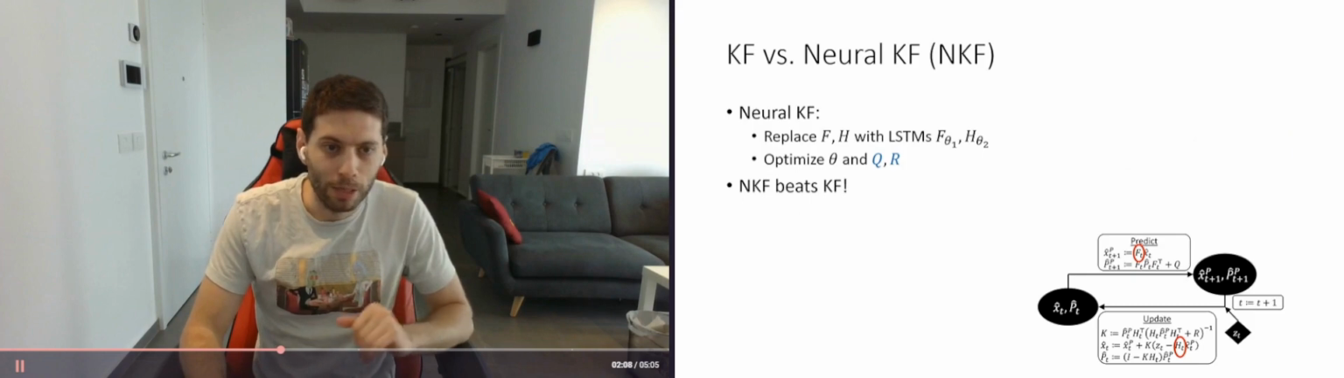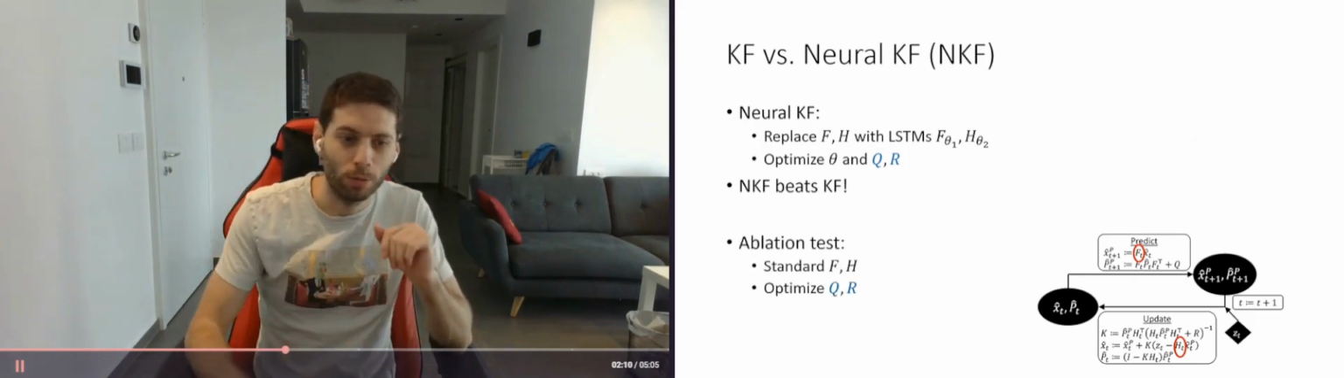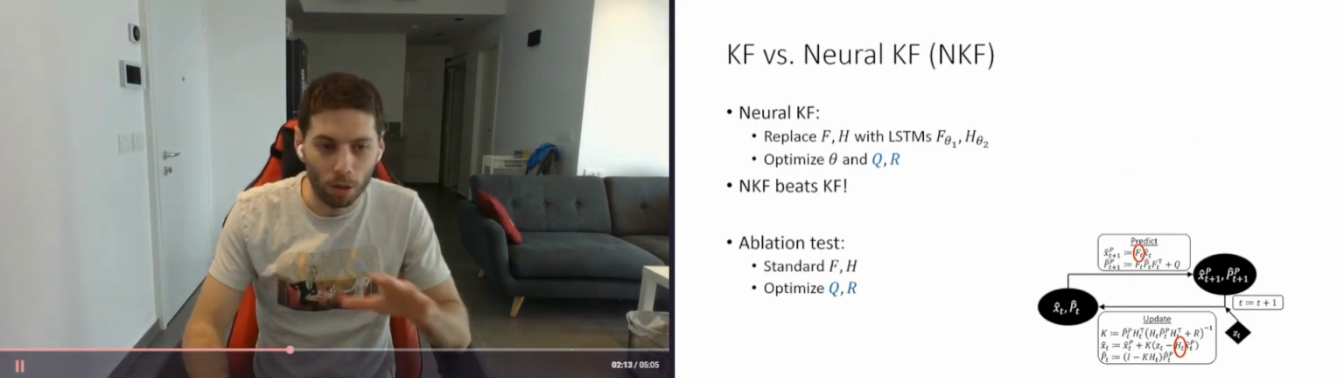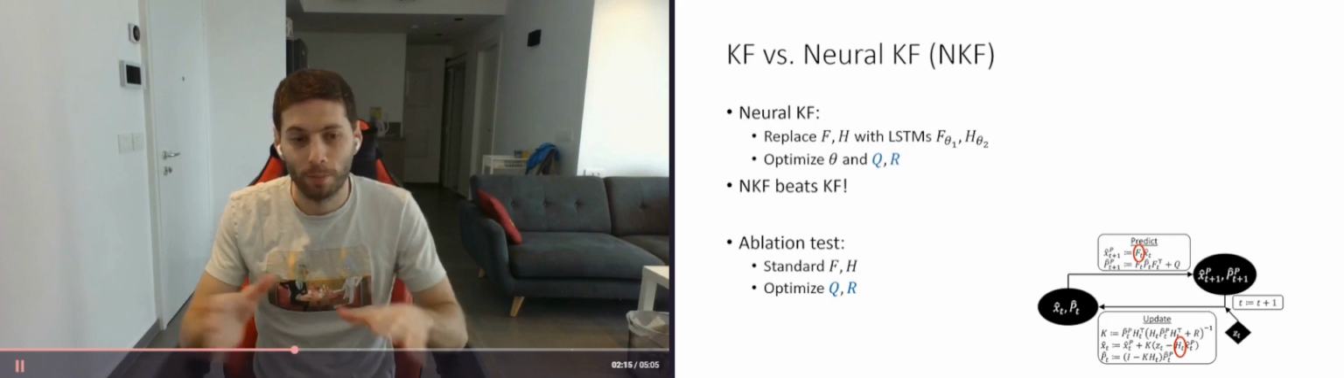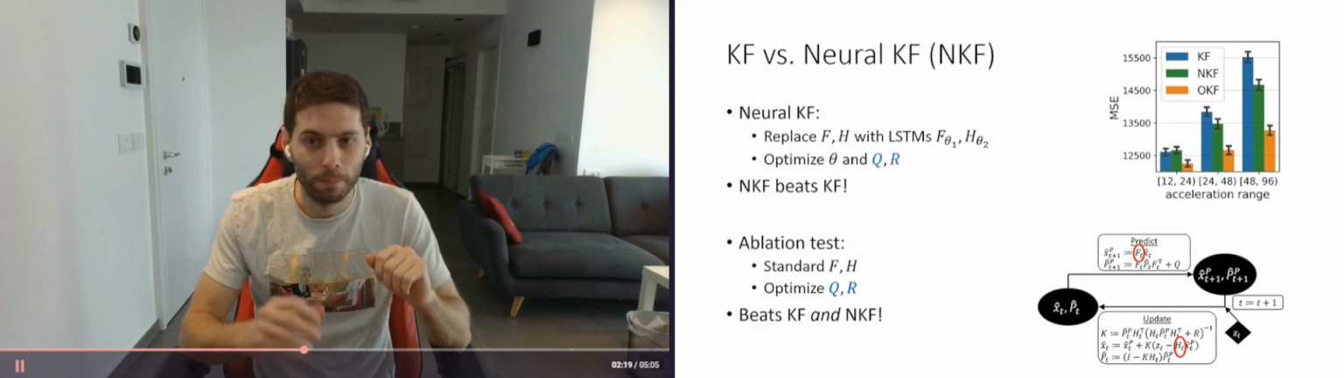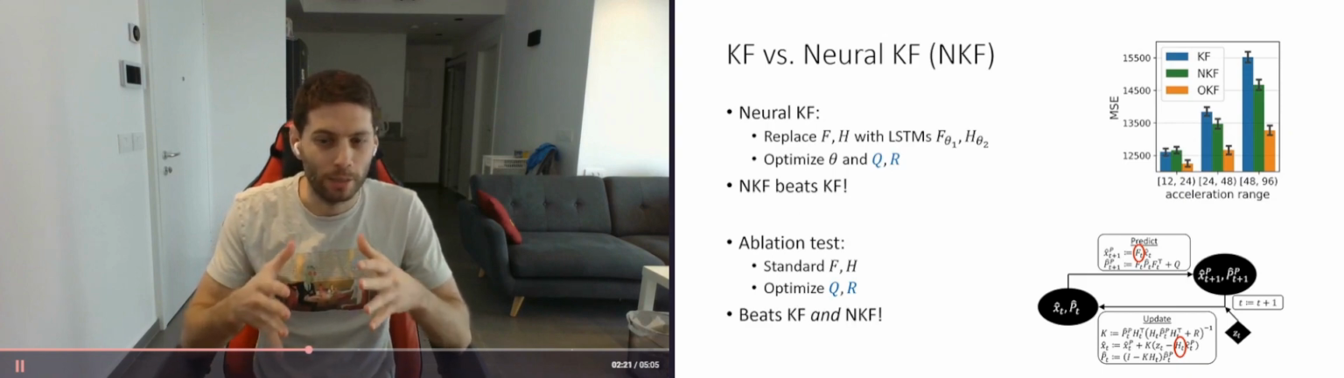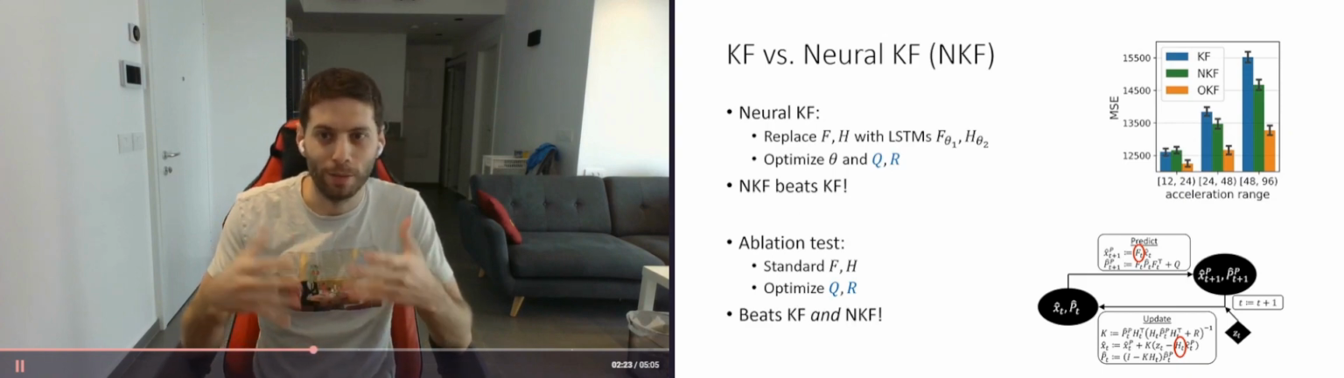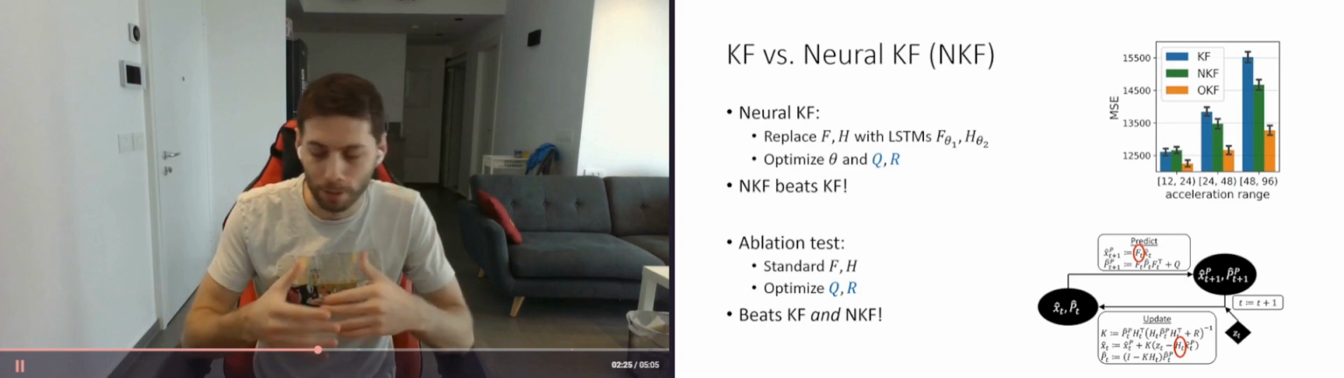We added a neural network and we optimized the parameters of the Kalman filter. So we decided to do an ablation test. We removed the neural network and we only optimized the parameters Q and R. And we actually got better results, not just than the Kalman filter, but even better than the neural Kalman filter.